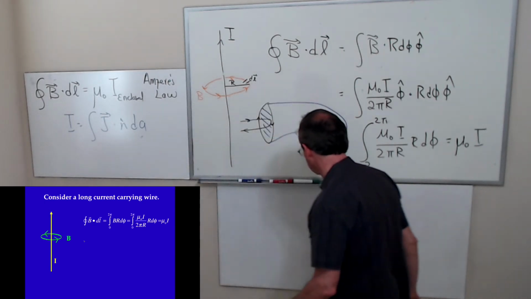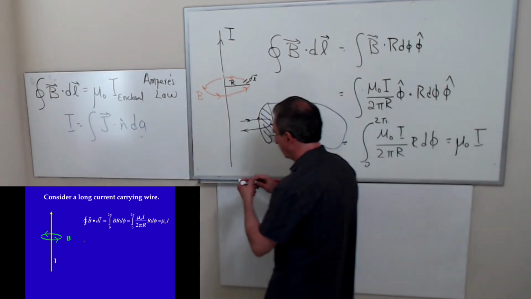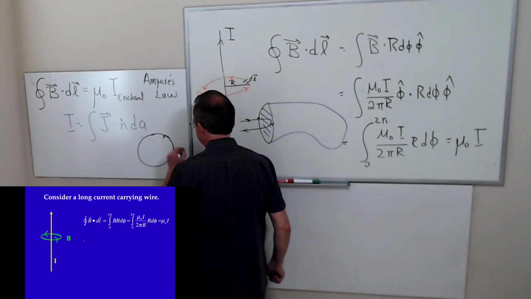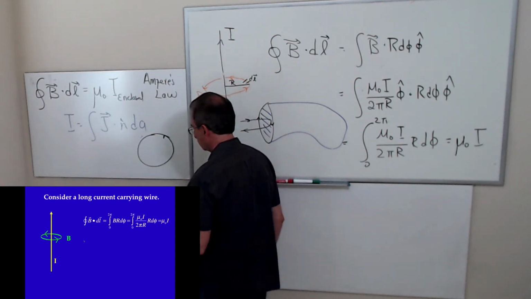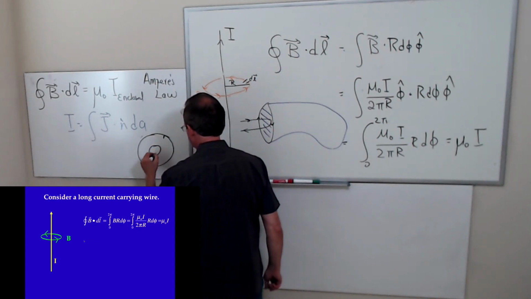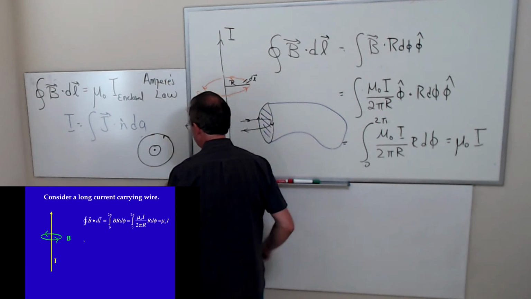So we need to say a couple of things about Ampere's law. So if you have a loop of wire, okay, and let's say the current is coming out of the board.